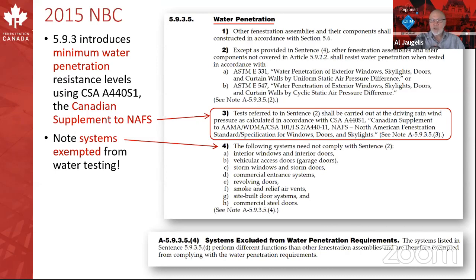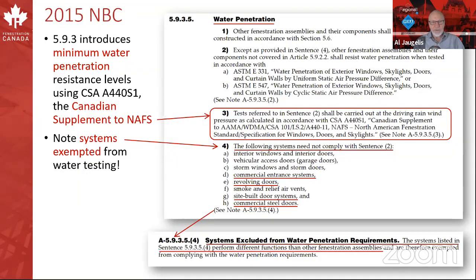But then again, it also exempts the same products that can't walk and chew gum with respect to air leakage. Those same products are again exempted from water penetration testing. Why? Because they perform different functions. Their main function is not environmental separation. Their main function is something else, and the code is recognizing that trying to make them airtight and watertight is a fool's errand. You can add weather strips, you can do all kinds of things. It really doesn't work.